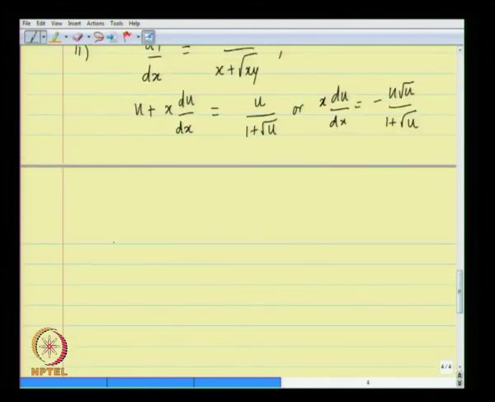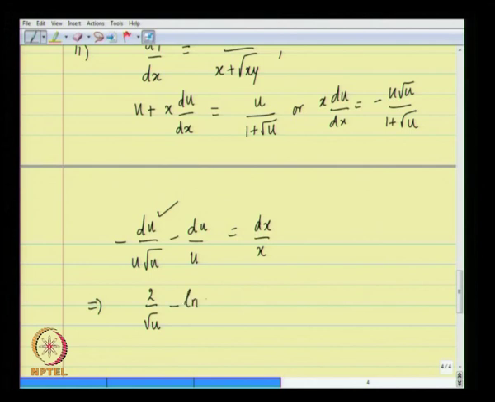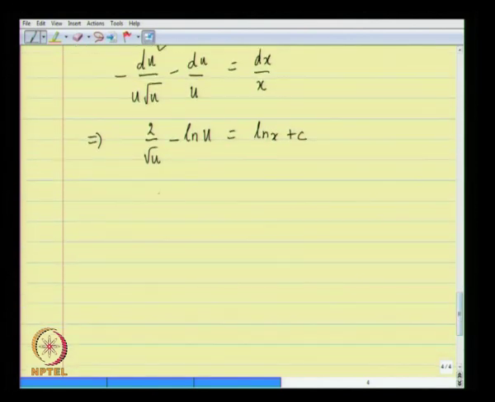Therefore, the differential equation is minus du by u root u minus du by u is equal to dx by x, and the answer turns out to be, you can solve this immediately. This is square root of u. The answer is 2 by root u for this, and the answer here is minus ln u. This is equal to ln x plus c, giving you the answer that 2 root x by y is equal to ln y plus c, c a constant.